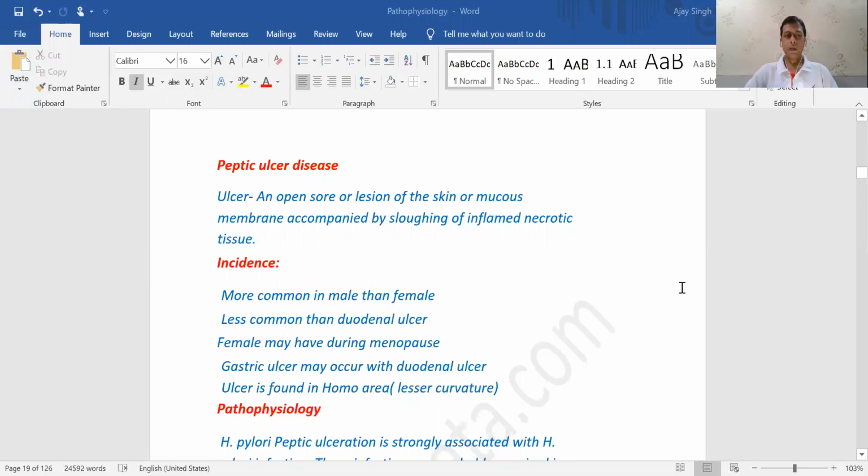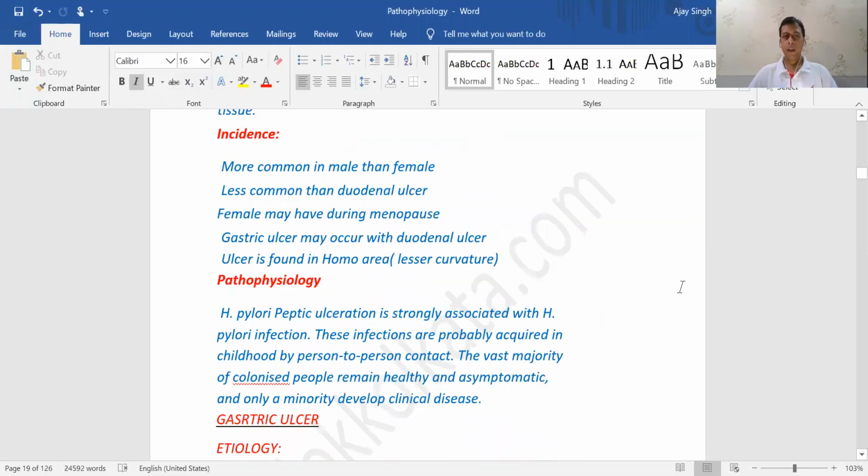Now, it is more common in male than female, but nowadays it is not like that, because males, because of stress and wrong lifestyle, alcohol, smoking, like that, it is a major cause of this gastric ulcer. So males suffer from gastric ulcers mainly, and it is less common than duodenal ulcer, and sometimes females have this kind of pain during menopause, but that is not important.